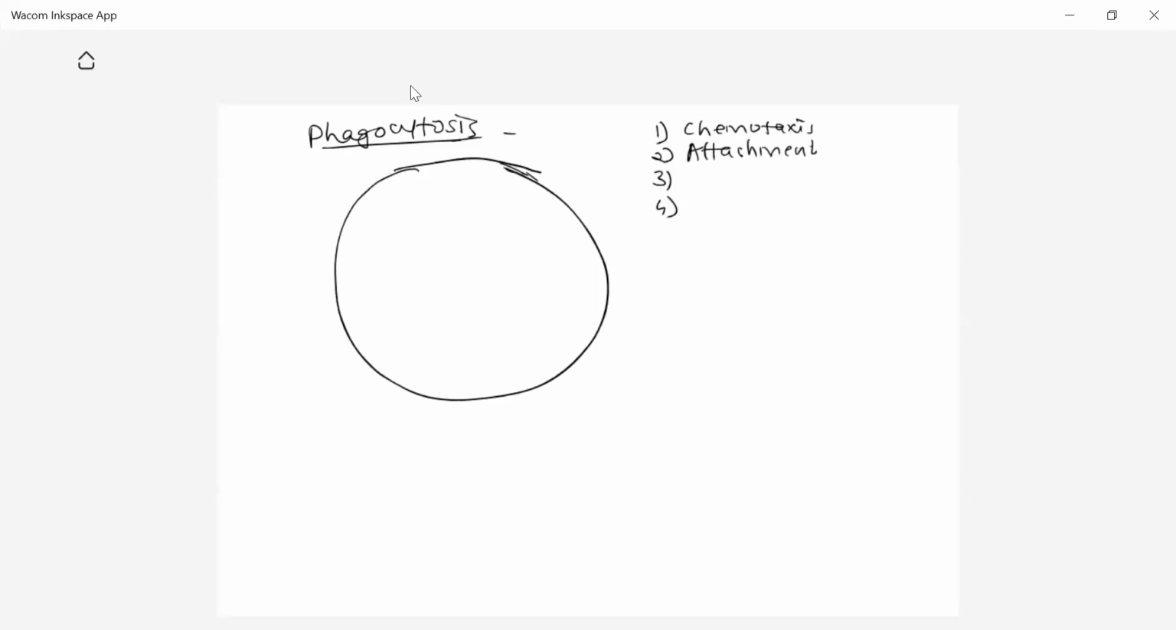Attachment of foreign material on the phagocytic cell. Third one is the ingestion, and fourth one is the intracellular digestion, and last is the exocytosis. So these are the 5 steps of the phagocytic mechanism.